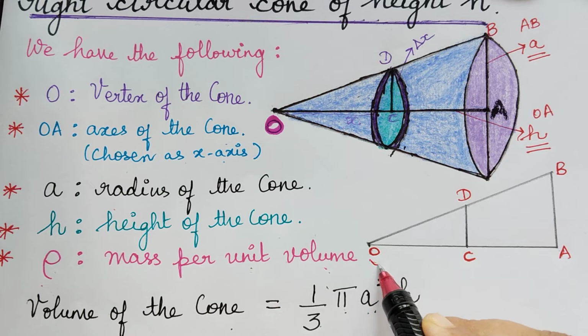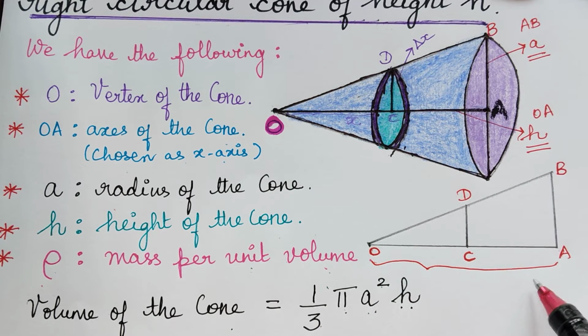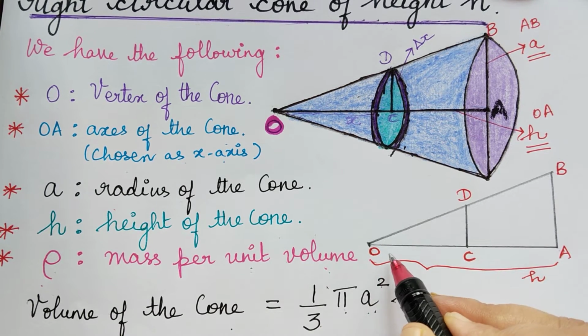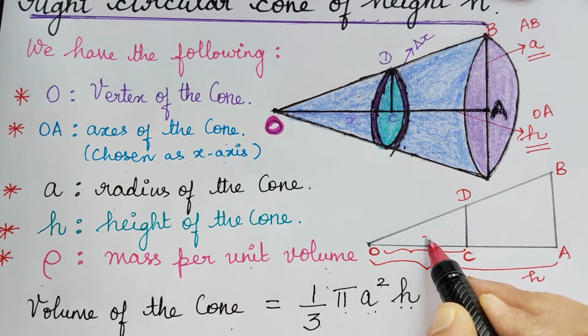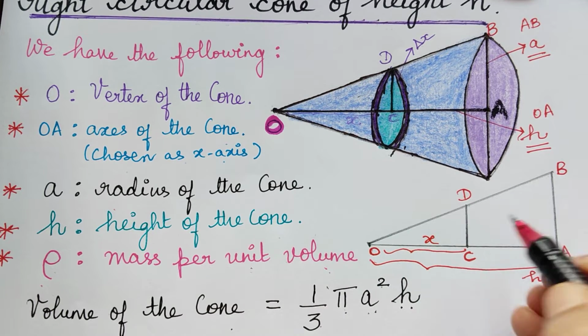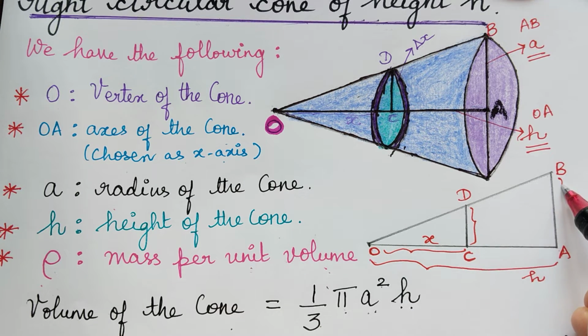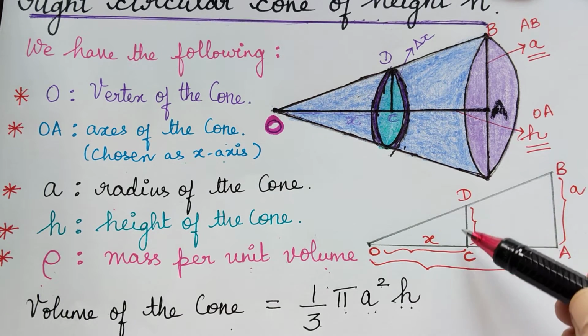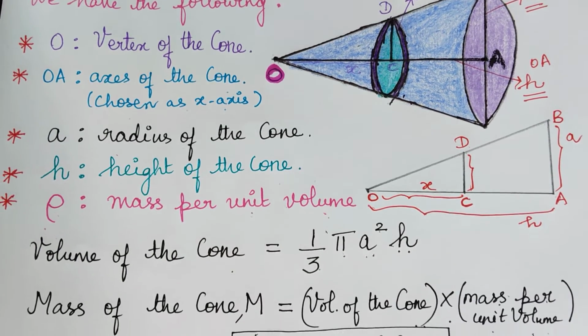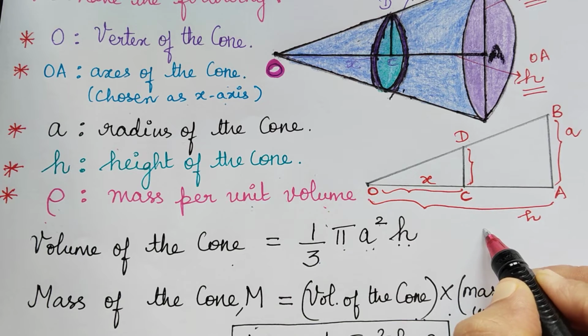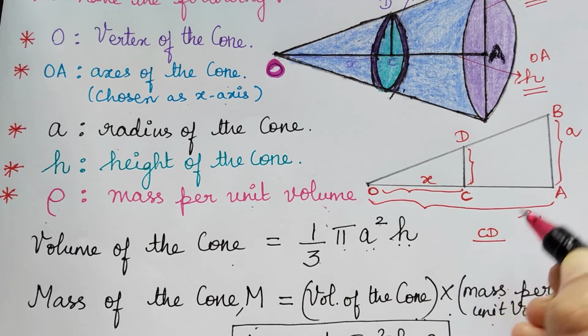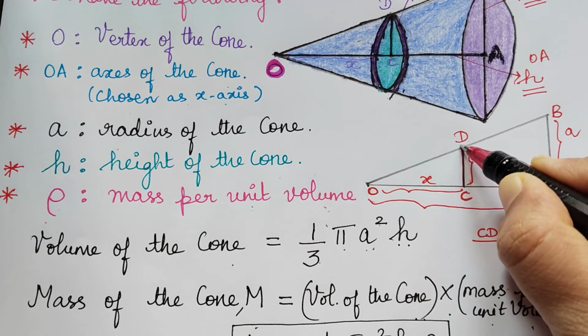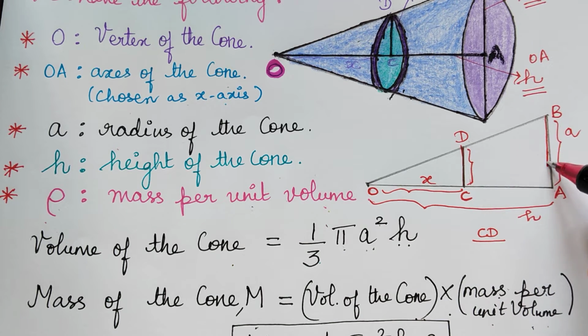Now we know that the distance OA is what? Height H. And the distance OC is what? The length X that we have taken. This is the radius that we have to find, and this is the base radius of the cone, which is A. So now in order to find CD, we will be using the formula of similar triangles, that is CD divided by this distance, AB.